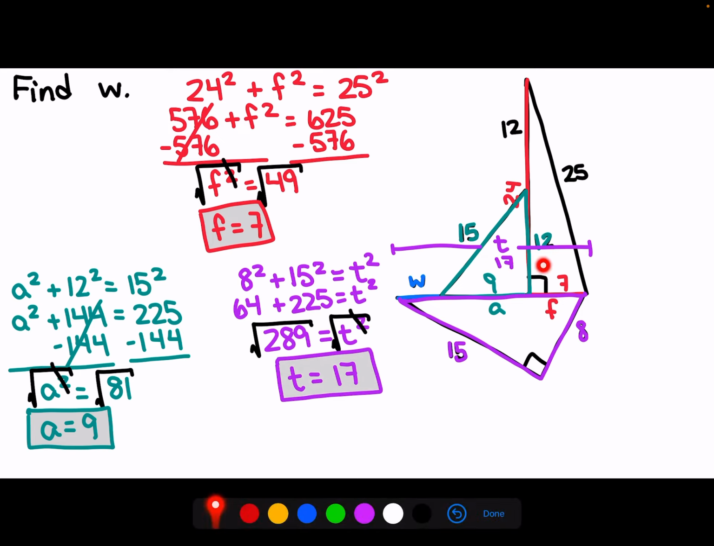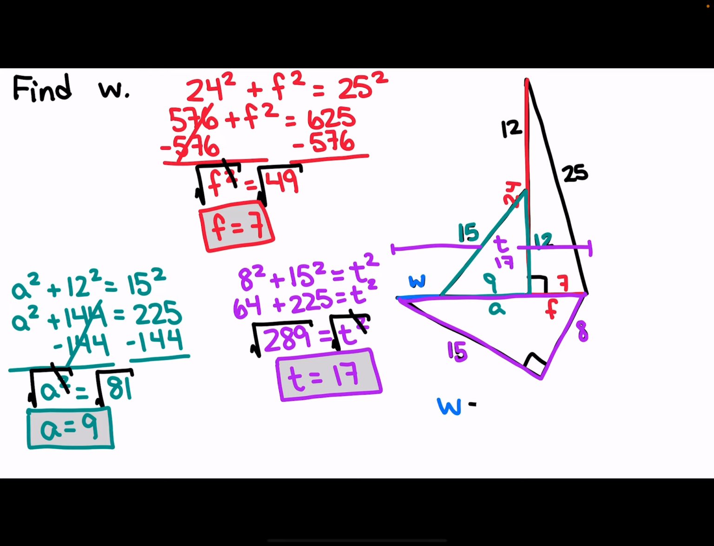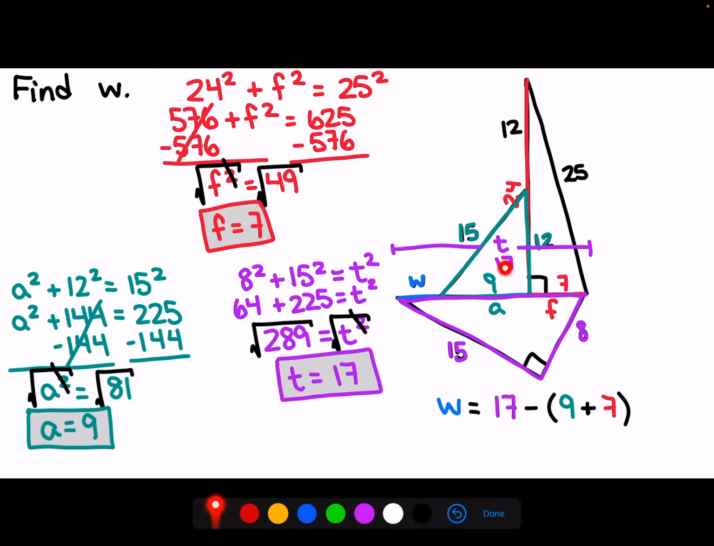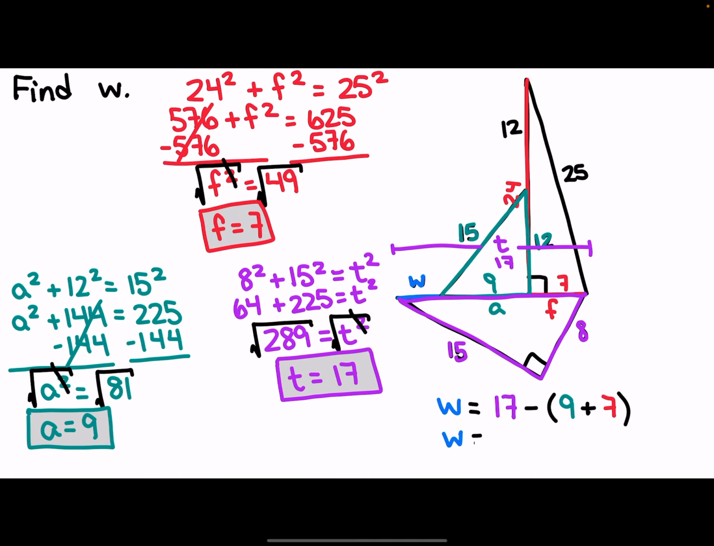So I now know the full length is 17, and then we have pieces of 9, 7, and w. So therefore, I can say w is equal to 17 minus the two sections that we currently have. Well, 9 plus 7 is just 16, so that's the piece that we currently have, and 17 minus 16 will give us w is equal to positive 1.